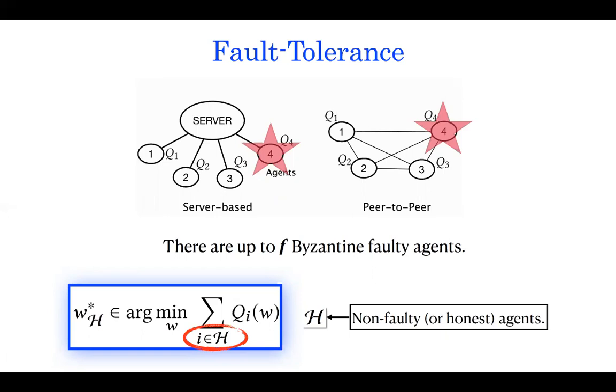The challenge, of course, is that the identity of Byzantine faulty agents is a priori unknown, is hidden, and these Byzantine faulty agents are assumed to be omniscient, meaning that they have prior information of all the other non-faulty agents' cost functions. So they can really send clever, incorrect information to prevent all the non-faulty agents from solving this fault tolerance problem.